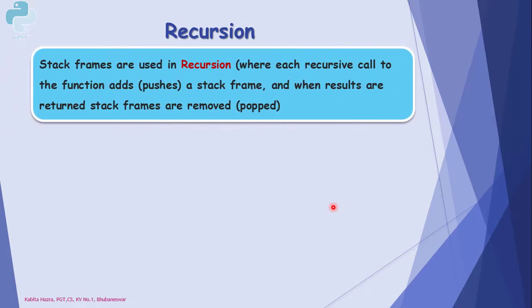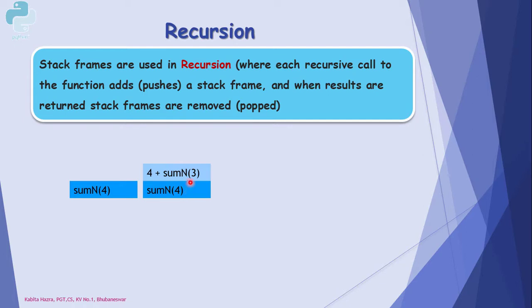Let us now see how stack frames are used in recursion. Each recursive call to a function adds a stack frame, and when the results are returned, stack frames are removed. So let us consider the sum of natural numbers up to 4. Sum of natural numbers up to 4 can be computed by adding 4 to the sum of natural numbers up to 3. It has now added one more frame because we have one more call to the same function.